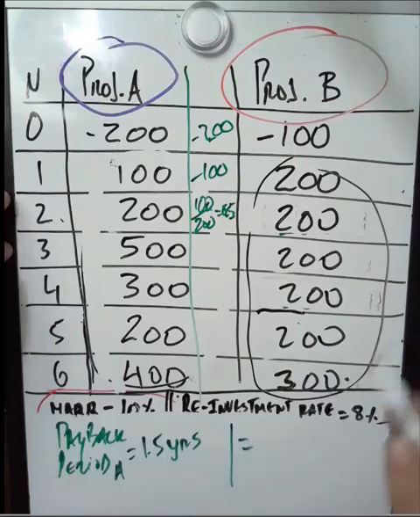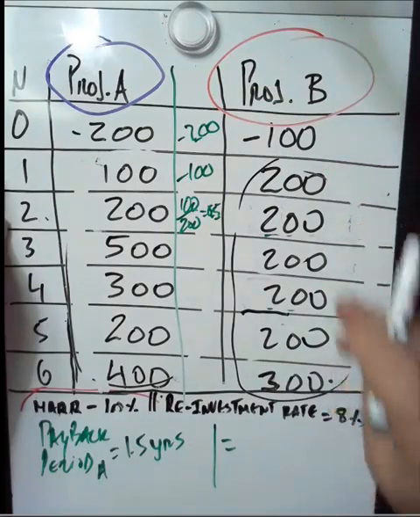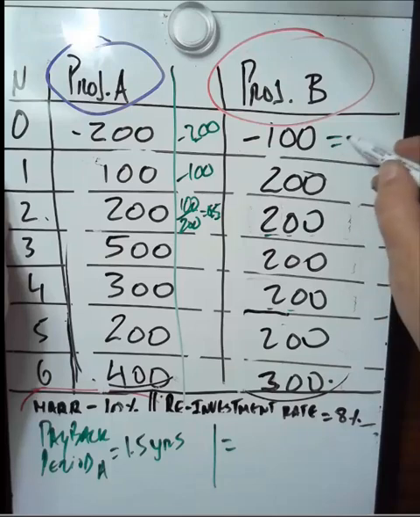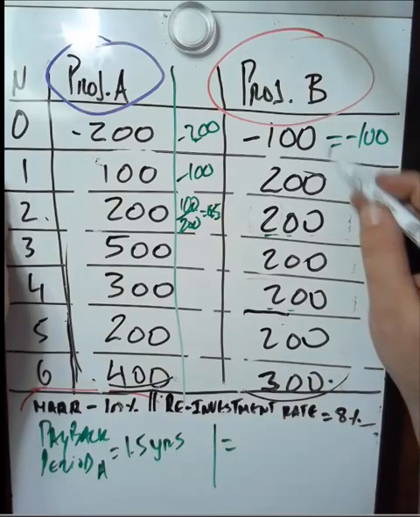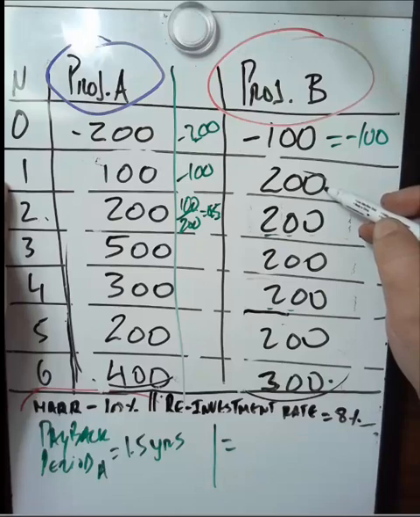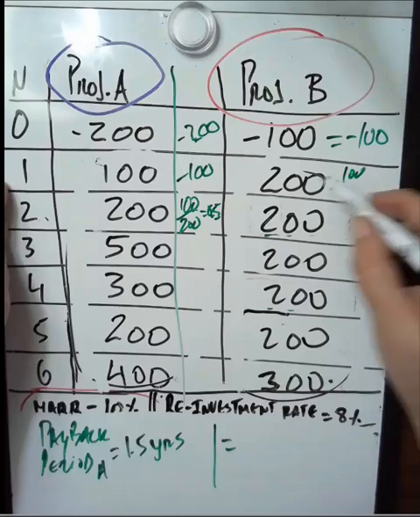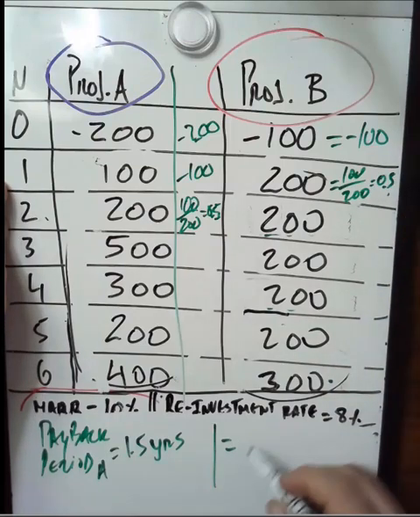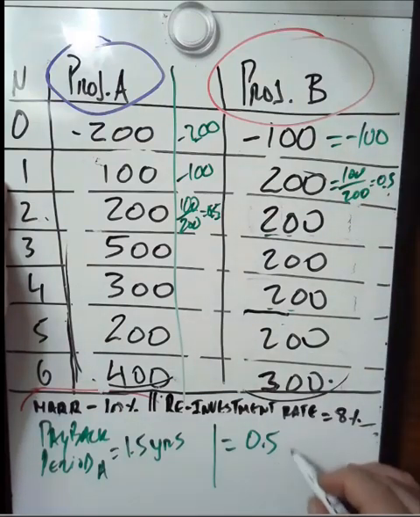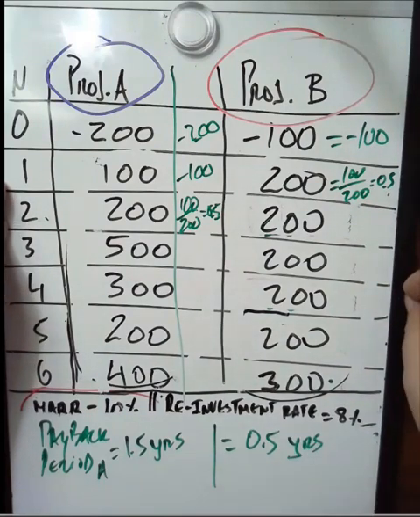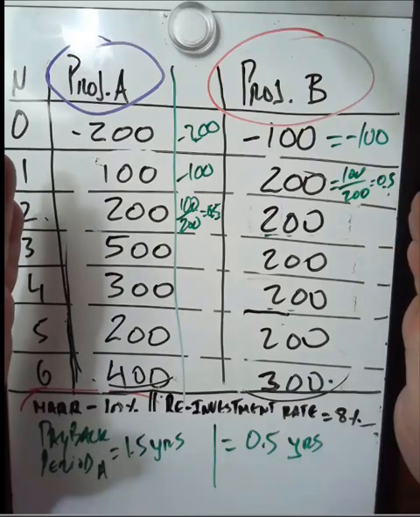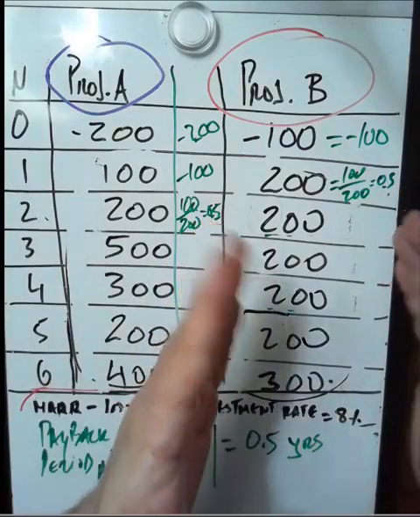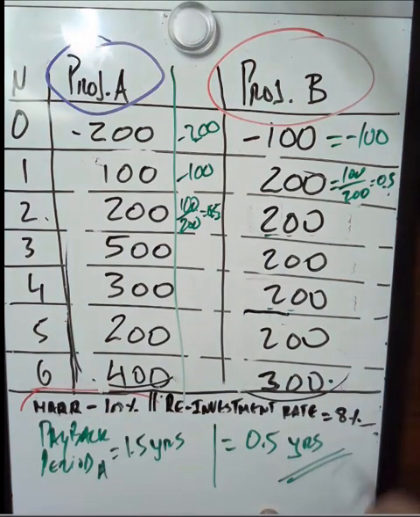That's the payback period, 1.5 years for project A. For project B, how much would be this payback period? Well, we invest 100, and at the end of this year we're going to collect 200. So we only need 100 of these 200 to break even, which means 0.5 years. So the payback period for B is merely half a year, 0.5 years. So if there was a tie, we still would pick project B because it has a shorter payback period. You recover your money faster.